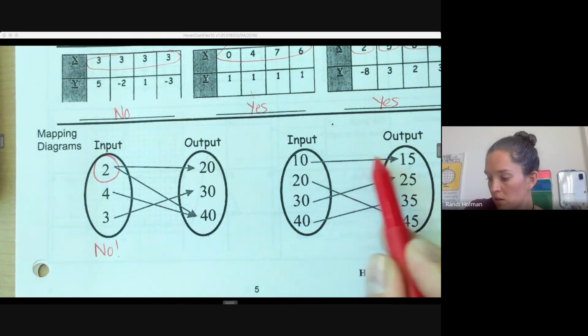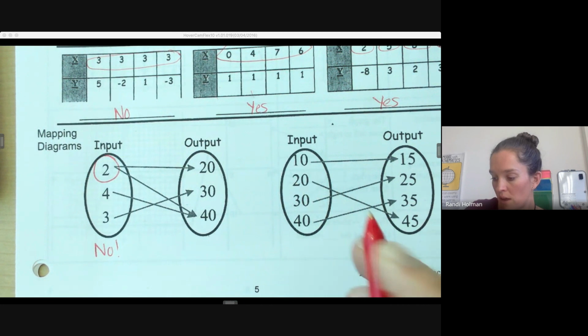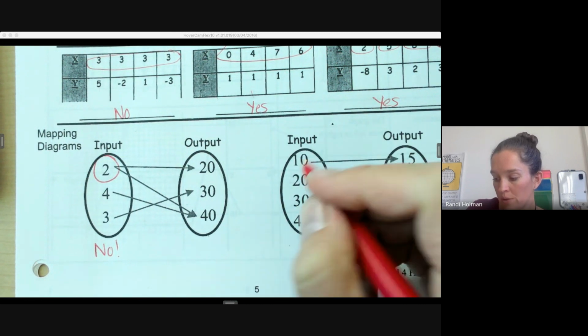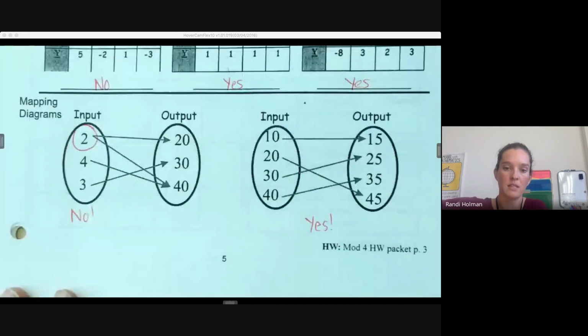Okay, here 10 goes to 15, 20 goes to 45, 30 goes to 25, 40 goes to 35. Each one of my inputs goes to only one output, so yes, this is a function. You can't see that. There we go.